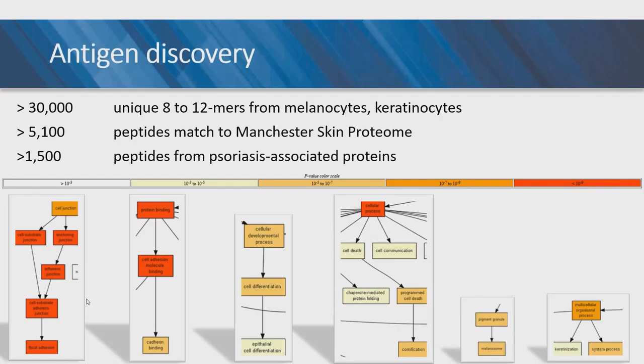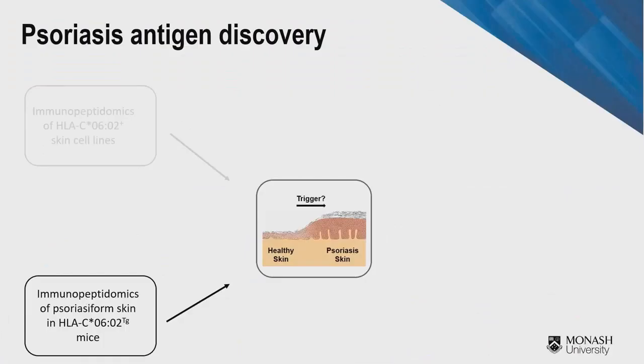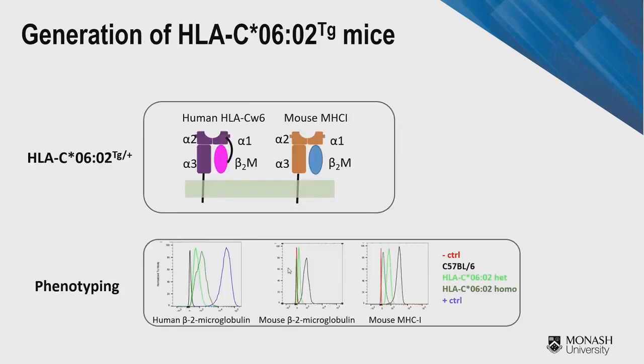But then we went one step further and also established a HLA-C6 transgenic mouse model to study this. And the mice that were used for experiments were heterozygous. That means they had a human HLA-C6 molecule, but also still the mouse MHC class I. And due to the lack of time, you're going to have to take my word for it that when we phenotyped for all the different components of the antigen processing and presentation pathway, whether they were human or mouse, they were expressed as we would expect.